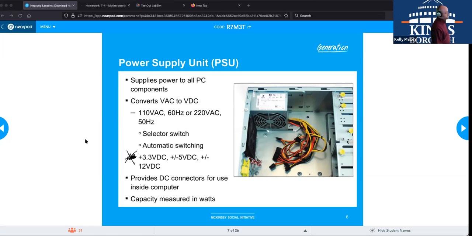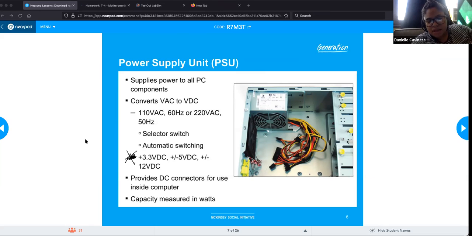So the five voltages we can use is positive 3.3 VDC, which is direct current. You could have positive 5 VDC, negative 5 VDC, positive 12 VDC, and negative 12 VDC. You're asking yourself, do I really need to know this? Yes, yes you do. Because when you're checking a multimeter against some of these components, you need to know what is considered a standard voltage and what would be considered not standard.